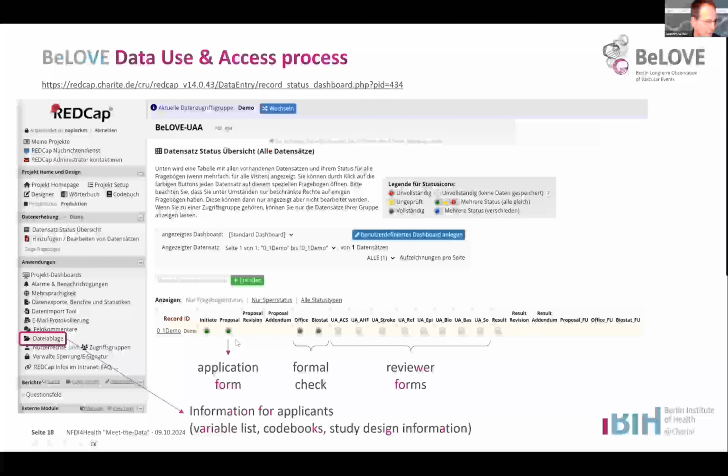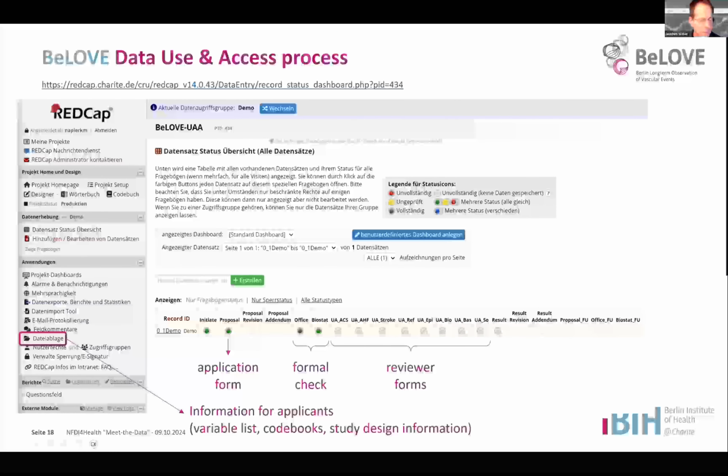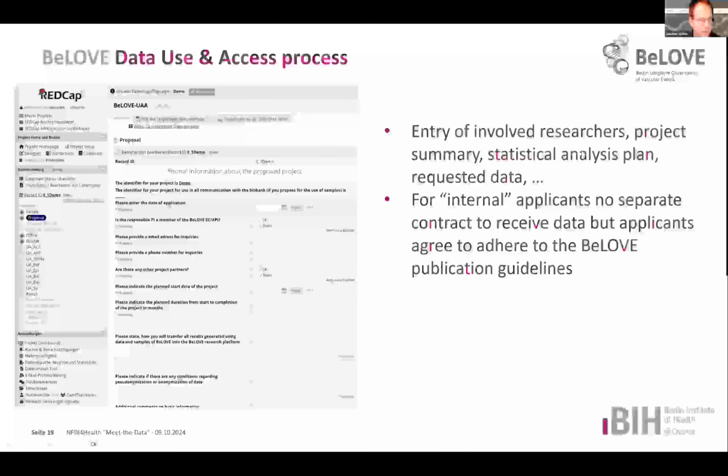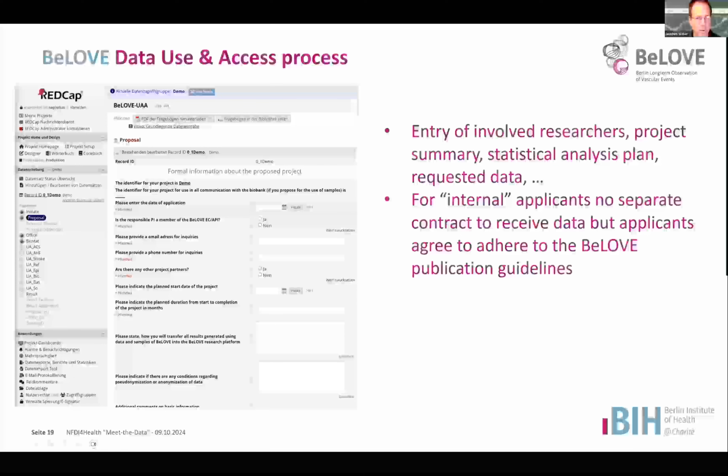What's the stage of the proposal, and is a formal check. Has a formal check been performed, and have the reviewers accepted or rejected the proposal, for example. This is the data and sample use.